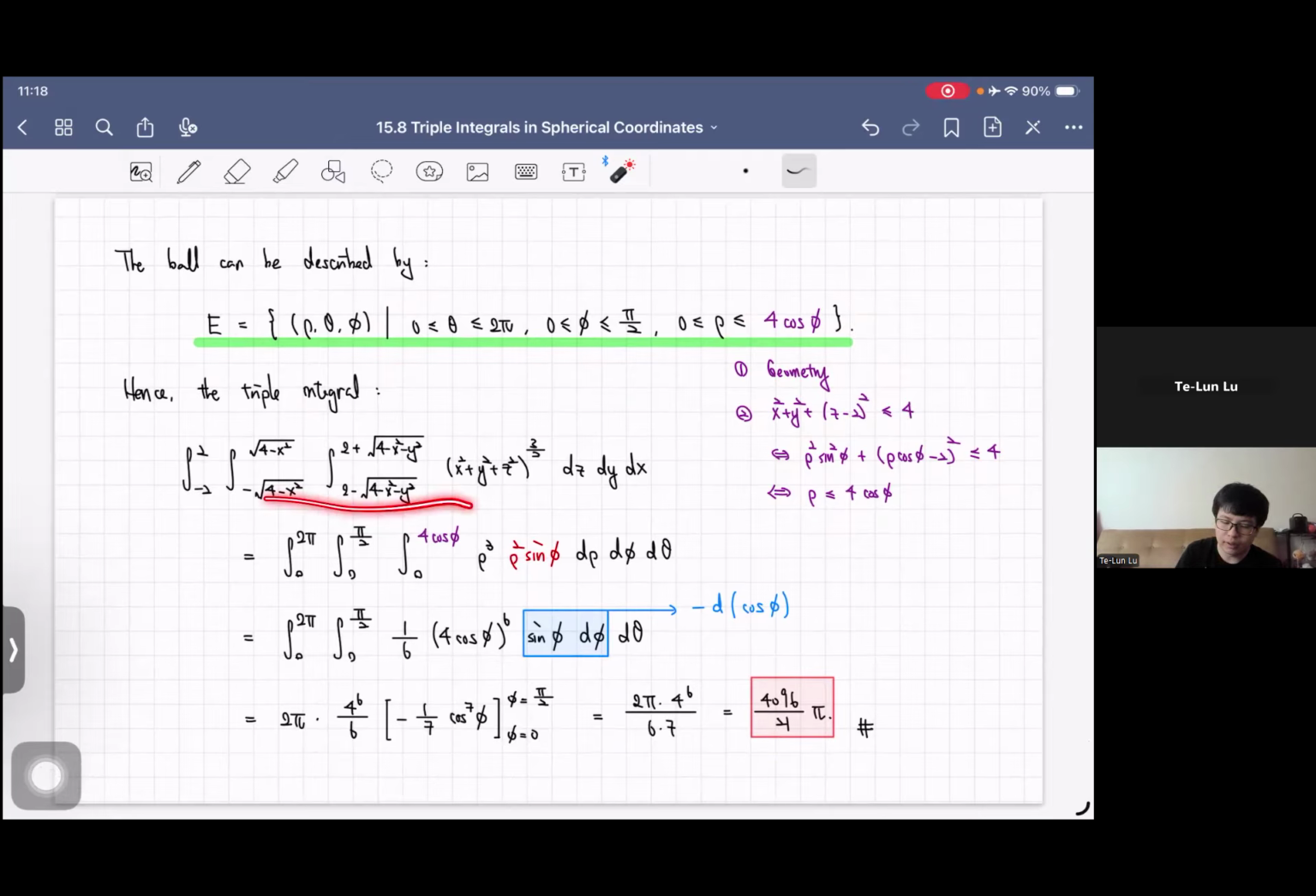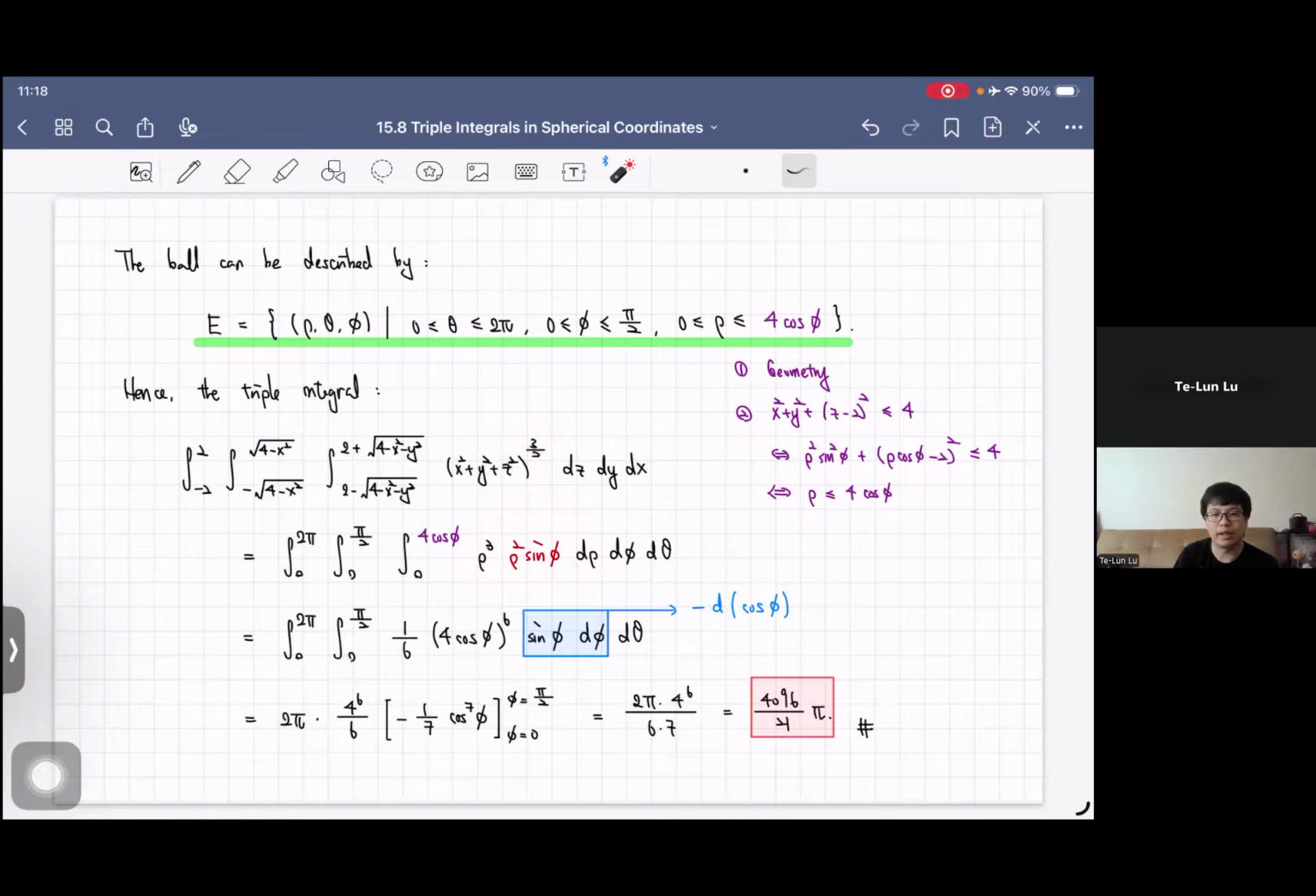So this 3D integration will be 0 to pi over 2 for theta, 0 to pi over 2 for phi, and 0 to 4 cosine phi for d rho. And this guy is basically rho cubed, right? Because we have the square root of x squared plus y squared plus z squared is rho, and you're taking the cube of that, so rho cubed. And you have the extra term here, which will be a d rho squared sine phi.